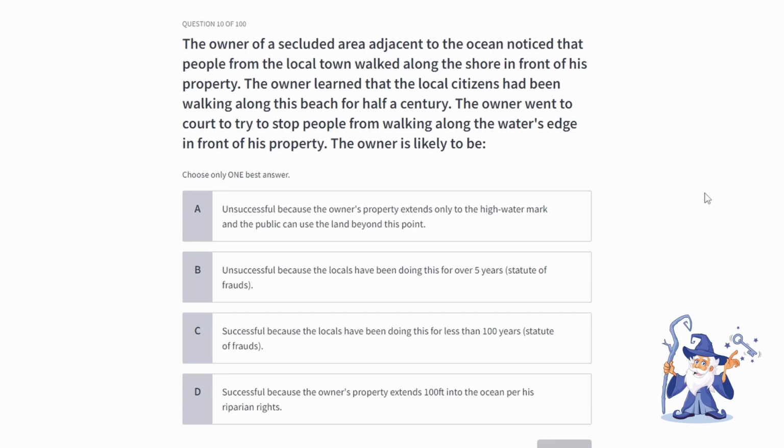A, unsuccessful because the owner's property extends only to the high water mark and the public can use the land beyond this point. B, unsuccessful because the locals have been doing this for over 5 years (statute of frauds). C, successful because the locals have been doing this for less than 100 years (statute of frauds). And then D, successful because the owner's property extends 100 feet into the ocean per his riparian rights. So that one was a bit of a mouthful, but hopefully you get this one and come up with the answer. So go ahead and think it over right now.